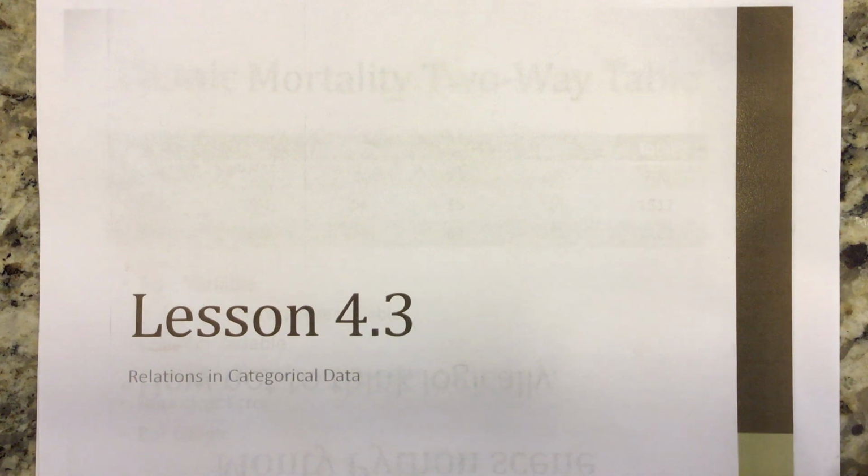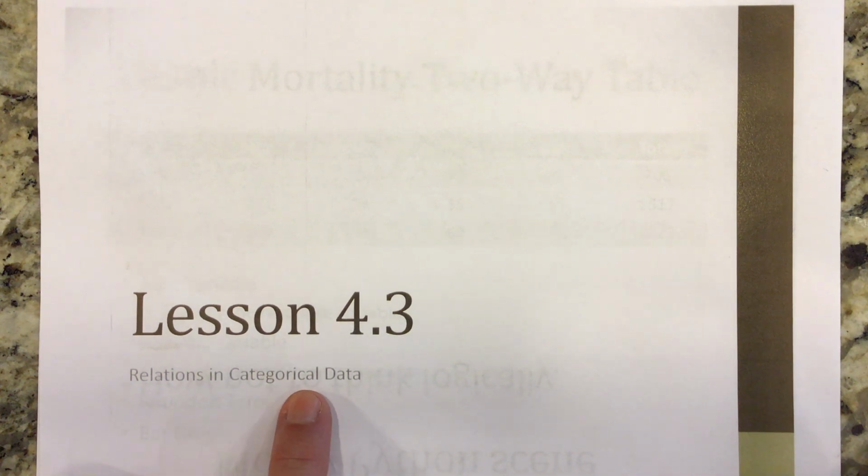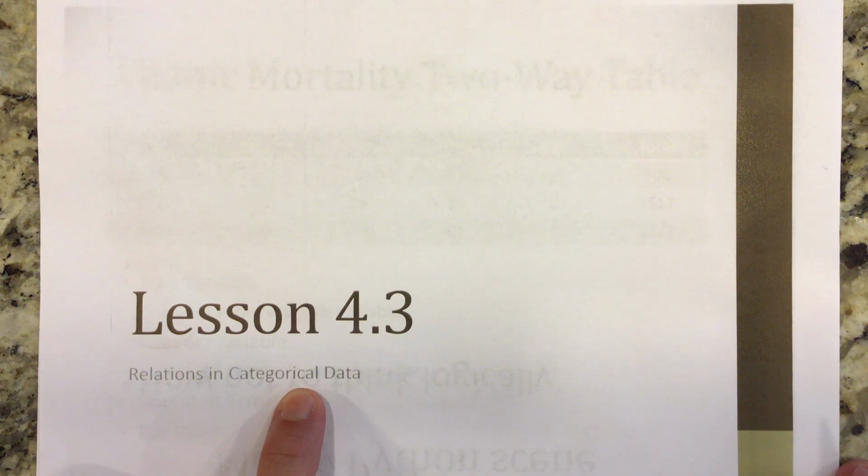Today, we're going to cover the last lesson of Chapter 4 in our book. The topic is relations in categorical data. In Chapters 3 and 4, we have been looking at bivariate data, but quantitative bivariate data. So scatter plots are appropriate, and then we look for relationships, and we potentially do some regression and all that fun stuff. Well, what happens if I have categorical data?